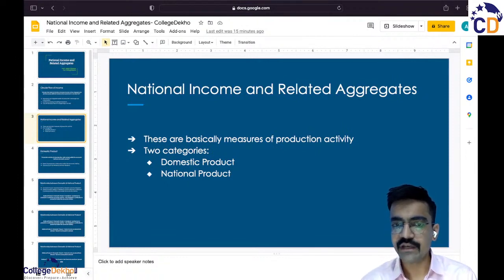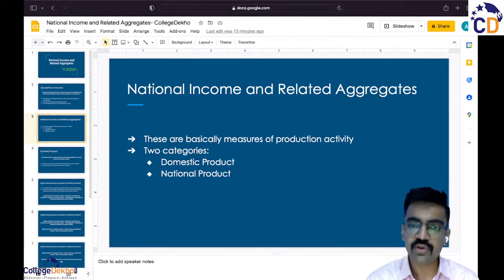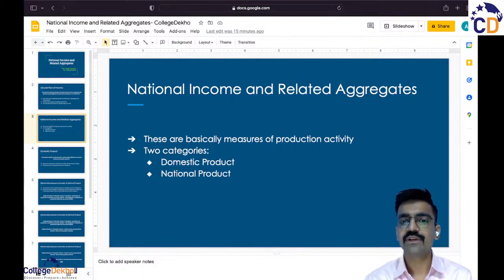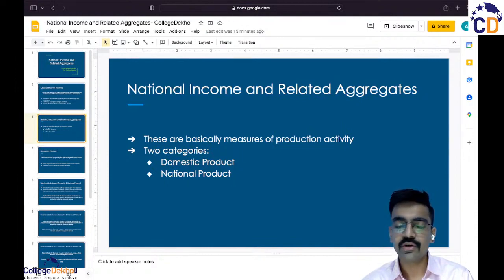measures of production activity, as in how much production is going on in the economy, at the domestic level or at the national level, and whatever production is going on, whether it is production of goods or services, this production activity is measured at either the national level or the domestic level. And even for measuring this production activity, there are different types of prices, such as market prices or factor prices. We'll be looking at all of this in a little detail in a little while.